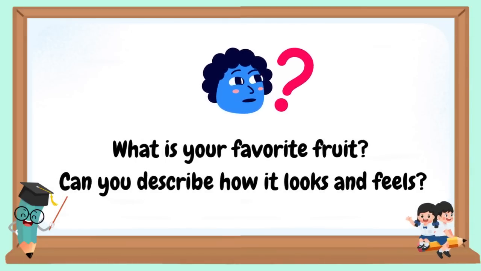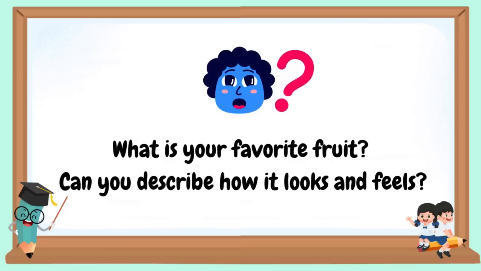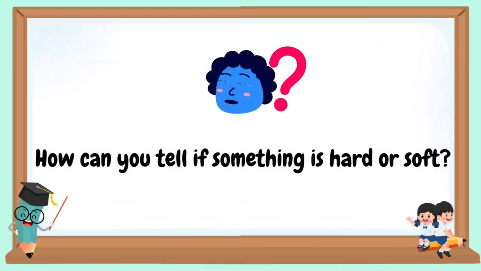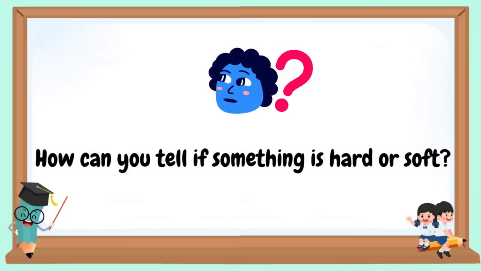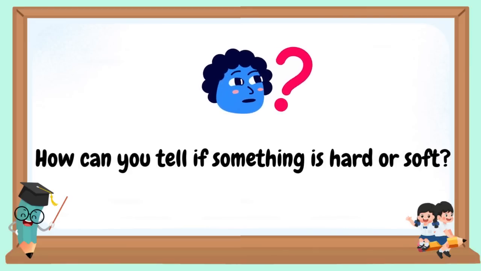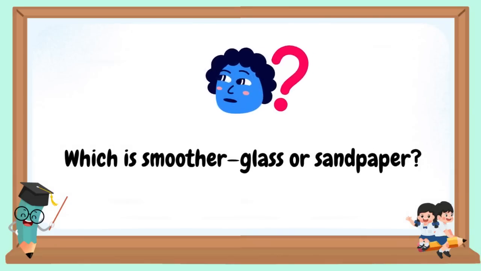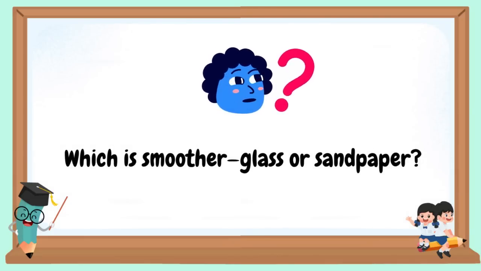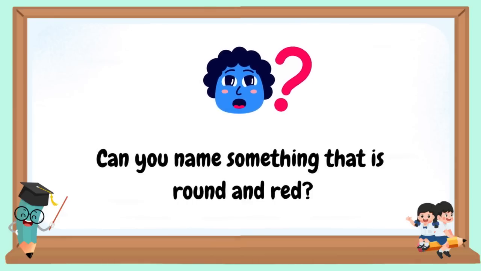What is your favorite fruit? Can you describe how it looks and feels? How can you tell if something is hard or soft? Which is smoother, glass or sandpaper? Can you name something that is round and red?